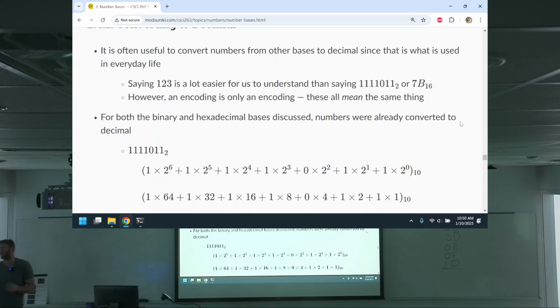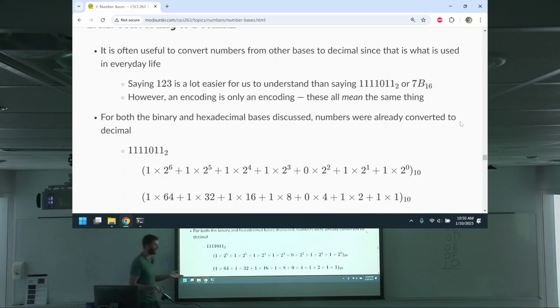It's often used for numbers between bases since that is what is used in everyday life. We're used to using base 10. We're human, we've been using it since we were this big, our culture has been using it since it was this big. We know what we're doing in base 10. So saying 123 is a lot easier for us to understand than saying 1111011 base 2 or 7b base 16. Obviously, representing these numbers in that way with these encodings has value for us in certain contexts, several of which we will see as we carry on in the course. But when talking just about numbers, we like base 10, obviously.